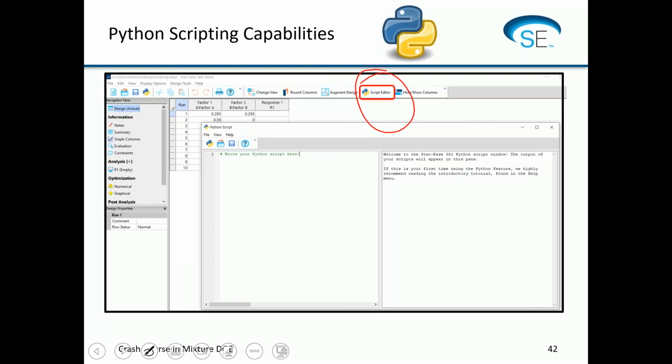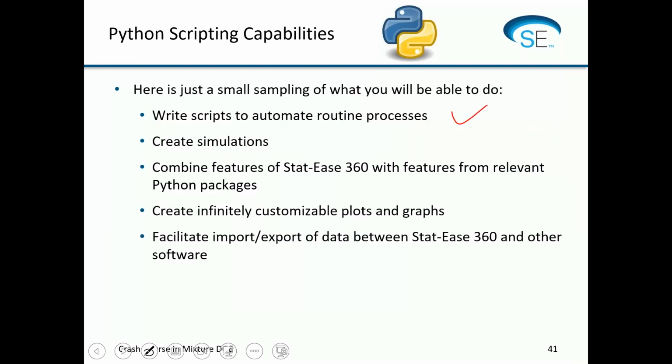If you have Statis 360, which is kind of our Design Expert Pro, there's a button here called Script Editor, and you can actually use Python to write your own scripts to do things like automating routine processes or creating simulations. Now, this is somewhat more of an intermediate to advanced feature. Combine features of Statis 360 with features from relevant Python packages, create infinitely customizable plots and graphs, and finally, facilitate the import and export of data between Statis 360 and other software. So if you're using our software and you want to take the design spreadsheet that's generated and send it to another software and then put it back in Design Expert, Python scripting can do that automatically for you.